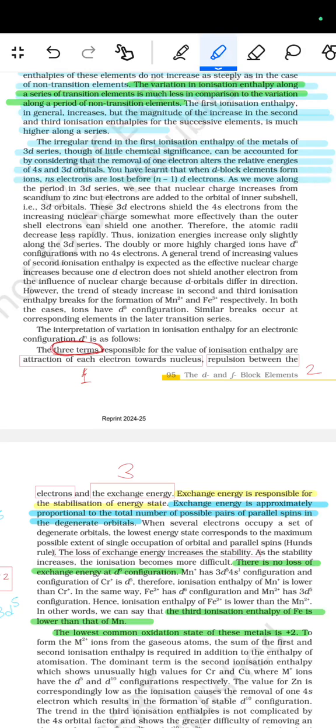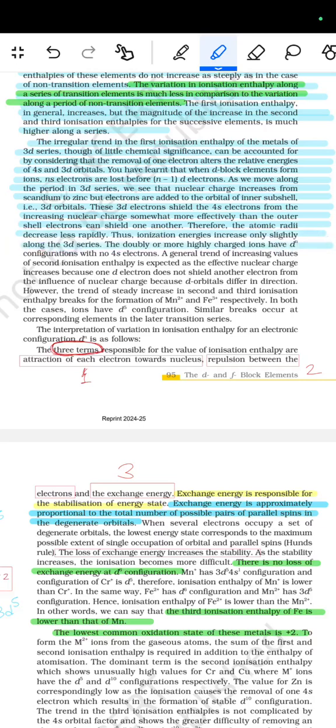As we move along the period in the 3d series, we see that nuclear charge increases from scandium to zinc, but electrons are added to the orbitals of the inner subshell, that means the 3d orbitals. These 3d electrons shield the 4s electron from the increasing nuclear charge somewhat more effectively than the outer shell electrons can shield one another. Therefore, the atomic radii decrease less rapidly. Thus, the ionization energy increases only slightly along the 3d series.